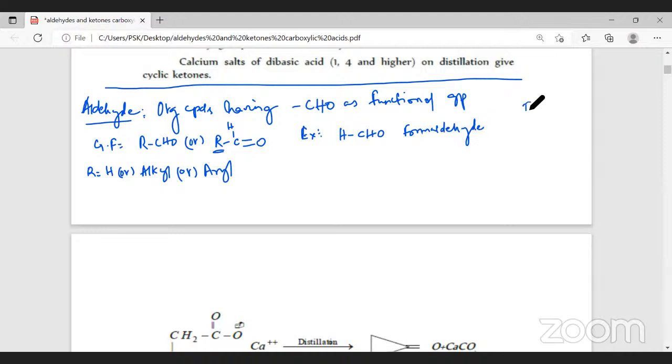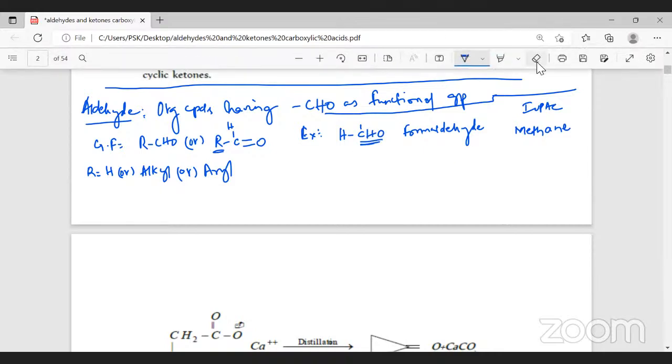The IUPAC name for this molecule, they can ask you for 1 mark. Now, what's the IUPAC name for this molecule? It contains only one carbon atom. Since it contains only one carbon, the root word is meth. There is no other carbon here, therefore we assume the molecule to be saturated. Therefore, we write the parent molecule as methane. But it contains an aldehyde group. Since it contains an aldehyde group, this E is replaced by Al. So it is called methanal. This is the IUPAC name of formaldehyde.